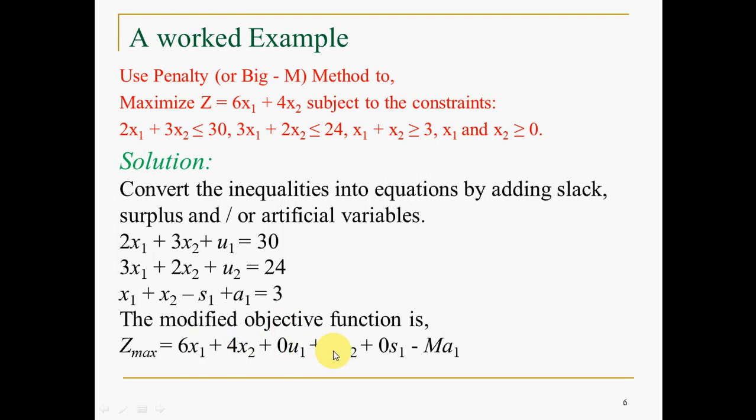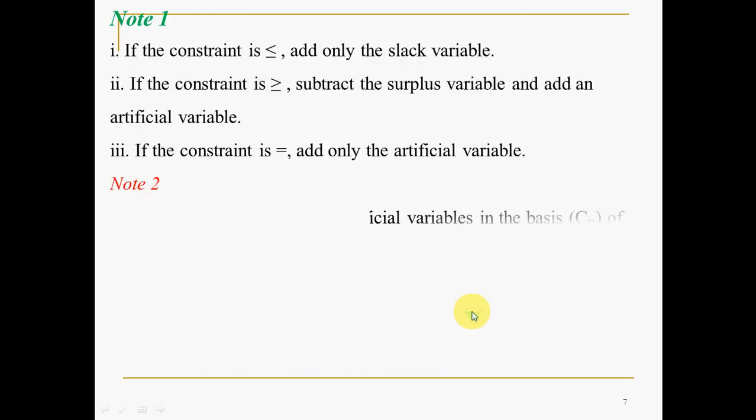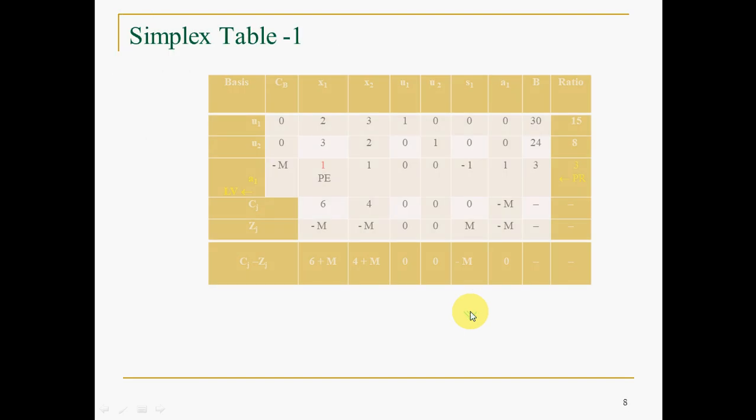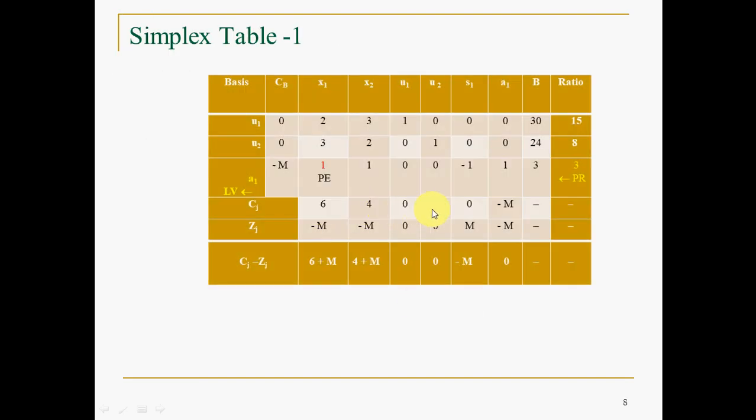6, 4, 0, 0, 0, minus 1. So these are the coefficients of the objective function: 6, 4, 0, 0, 0, minus M. Okay, Zj is nothing but the computation of this 1 into this minus M plus this into this plus this into this, the summation of that respective column.